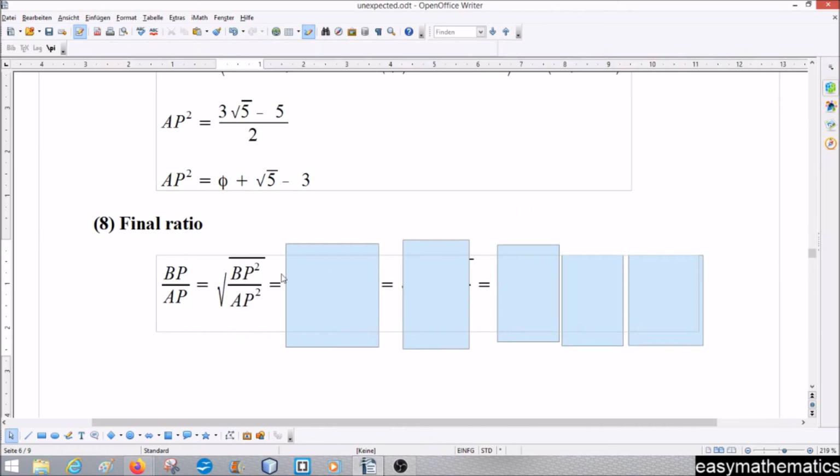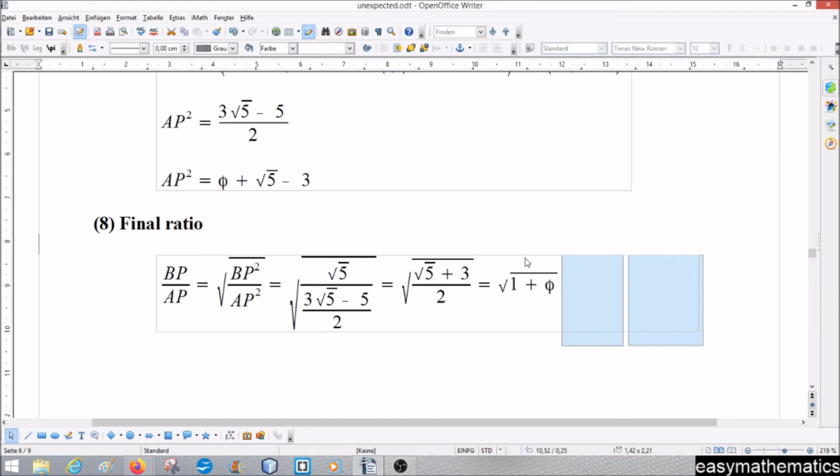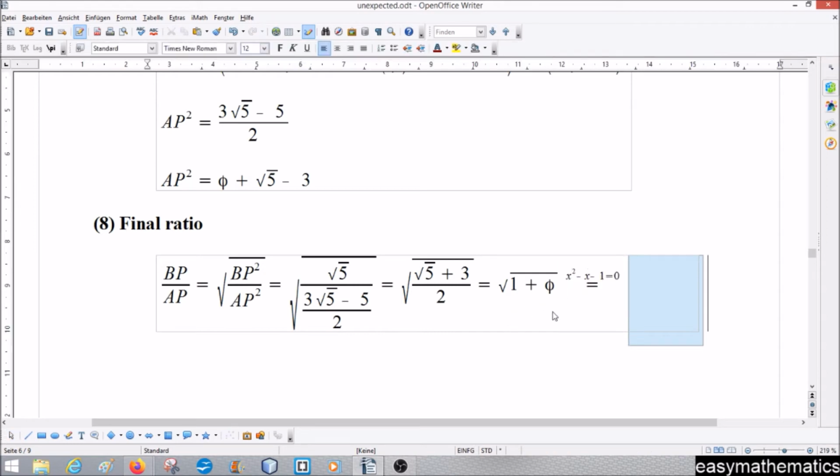BP over AP, we write that as BP squared over AP squared because we have the squared values. Then we take the square root, plug in the values and simplify, and we get square root of 5 plus 3 over 2. Now you can easily see that this is the square root of 1 plus 5. Can we simplify that? Yes, we can, because pi solves this quadratic equation. We see that 1 plus pi is equal to pi squared, and because we are talking about length, these are positive, so the square root of pi squared is pi.